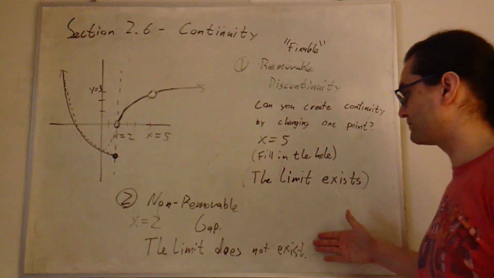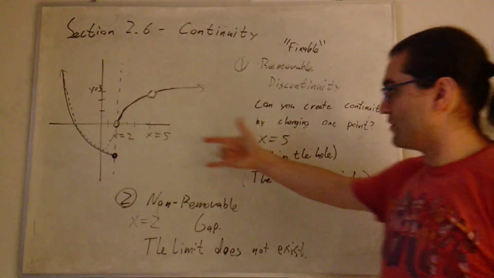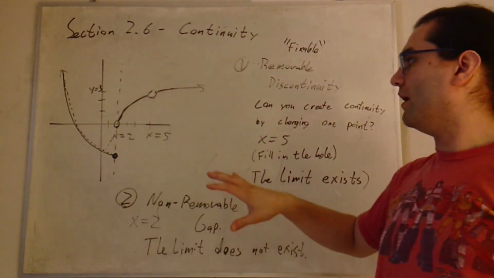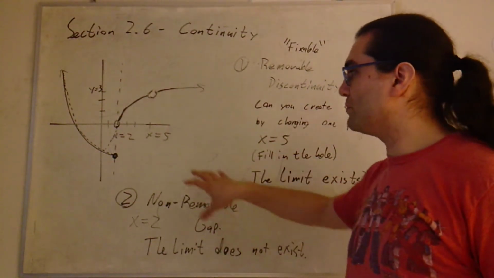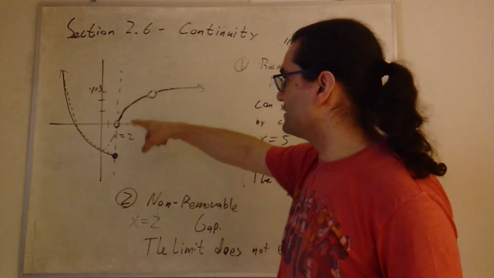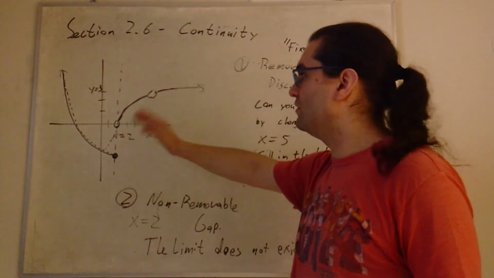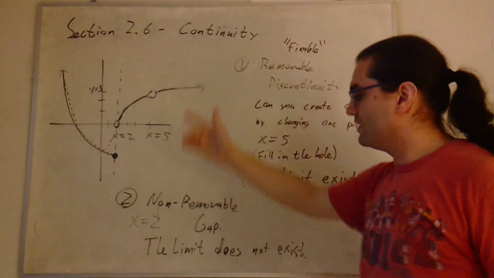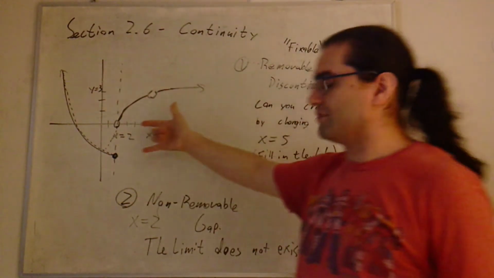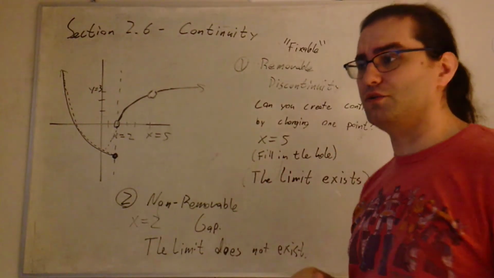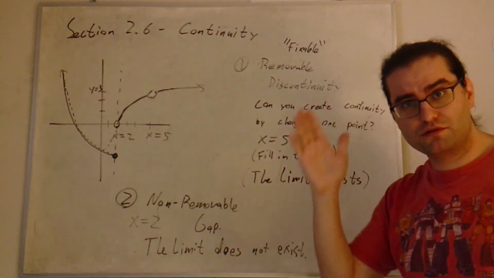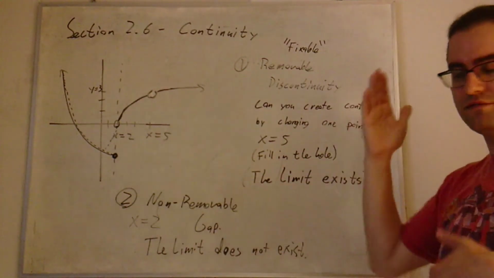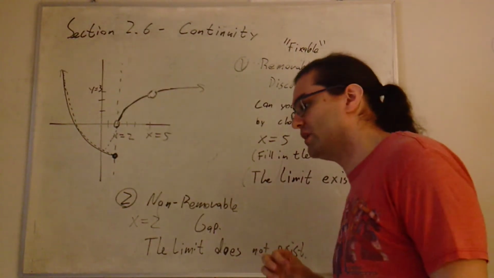So that's what's going on here. These are non-removable. So yeah, these non-removable discontinuities come from if you have something like this, which is a piecewise function, where left of 2 it has one equation and right of 2 it has a different equation. You get non-removable discontinuities from stuff like that. You also get non-removable discontinuities from things like vertical asymptotes. An asymptote will create non-removable discontinuities that cannot be fixed by changing a single point.